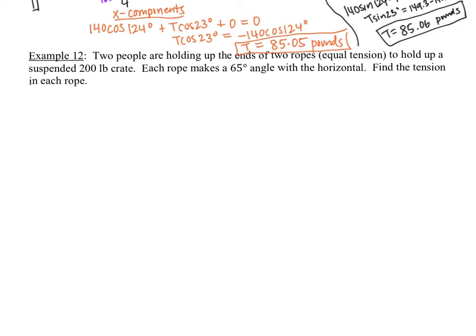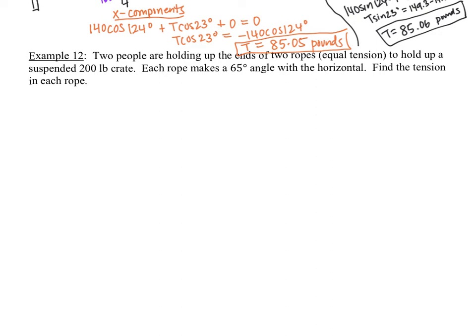Okay, final example has the most algebra, but it's the same concept as example 11. It says two people are holding up the ends of two ropes with equal tension to hold up a suspended 200-pound crate. Each rope makes a 65-degree angle with the horizontal. Find the tension in each rope.